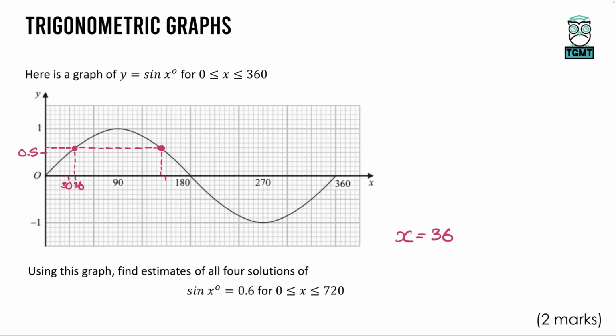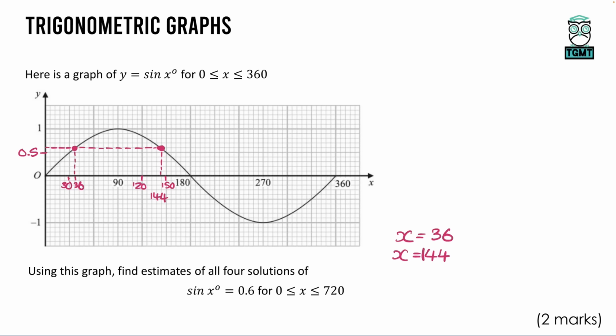I have another solution over here. I could probably work backwards. Let's have a look. Each one of these goes up in 30. So we have 120, 150. Now that's one square before the 150. So that would be 144. So I also have x is equal to 144.